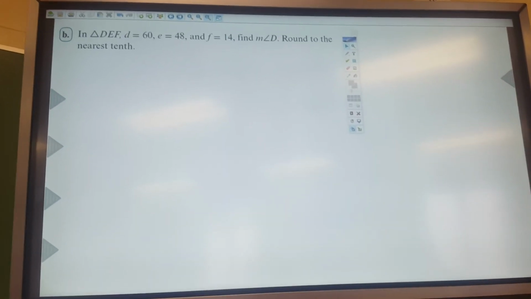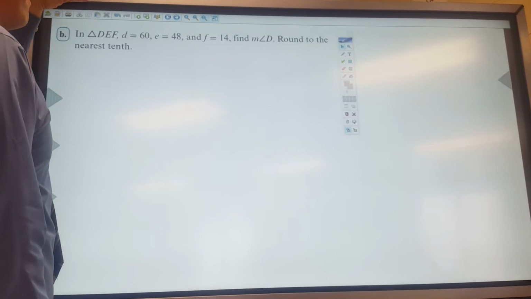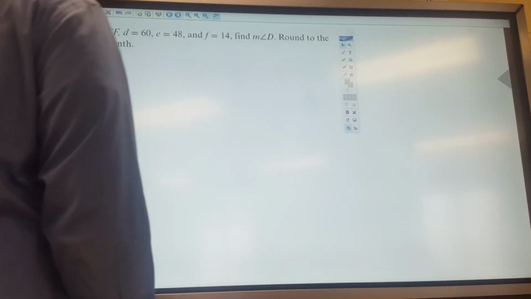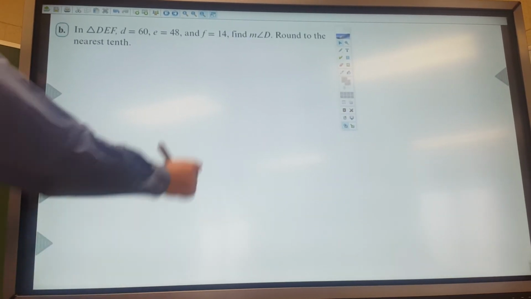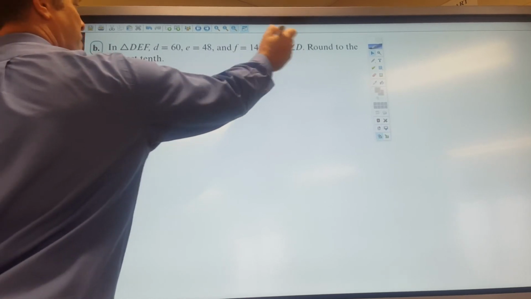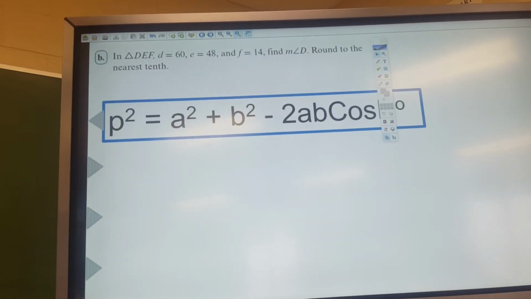Letter B. Now, they don't give us a diagram, but they give us three sides of a triangle. Triangle DEF has sides 60, 48, and 14. Find the measure of angle D, round to the nearest tenth. So D, there's the pair, D and 60. So I want to make sure that P is 60. There's our formula.